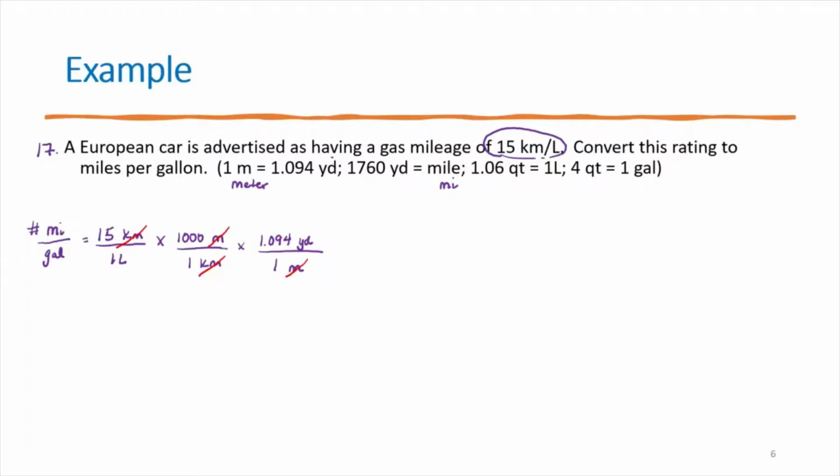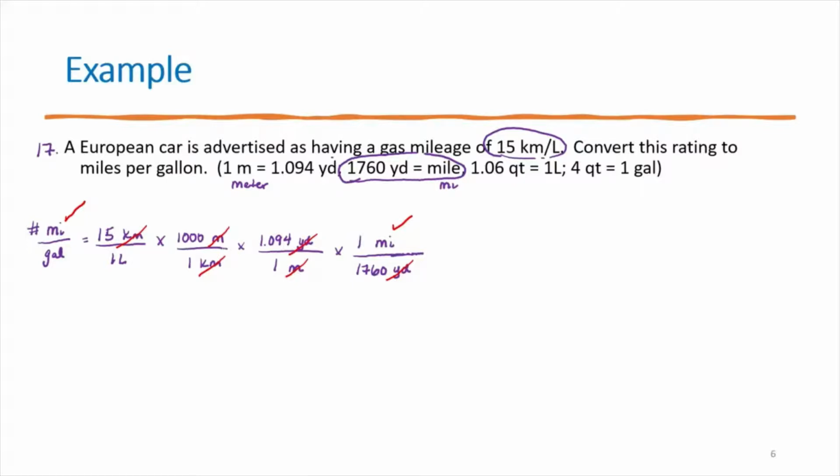What can I do now? Well, I have a conversion for yards going to miles. And overall, I want to get to miles, so that's the perfect conversion to use. I know 1 mile is equal to 1,760 yards. How do I know it's 1 mile? Because it says 1,760 yards equals a mile. That implies 1 mile. That cancels out my yards and leaves me with miles. So now I've got my numerator set. Now I just need to work on my denominator.